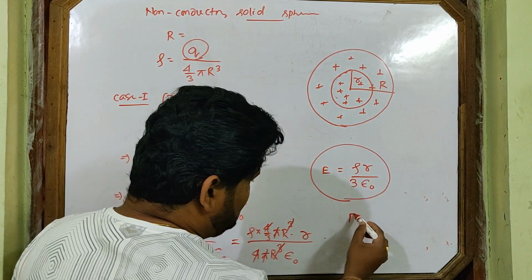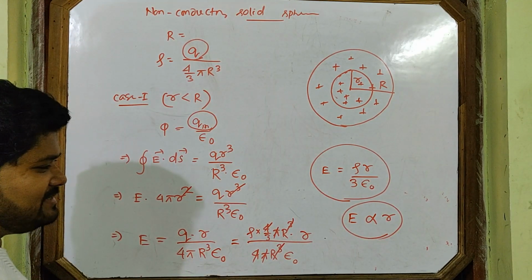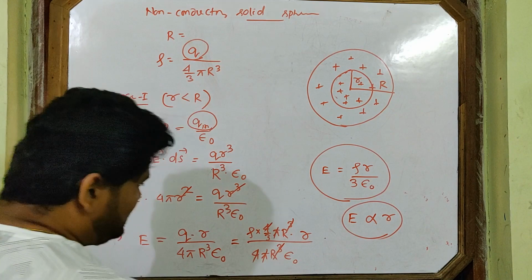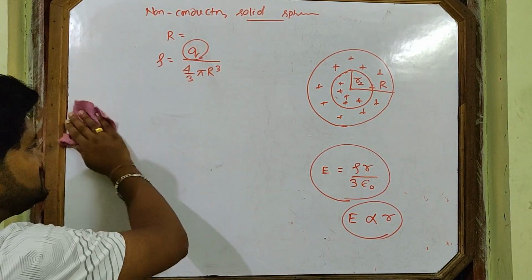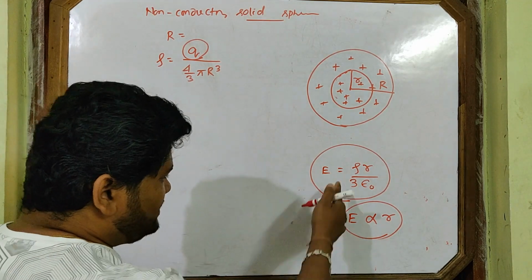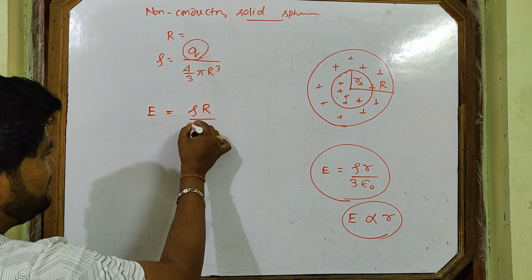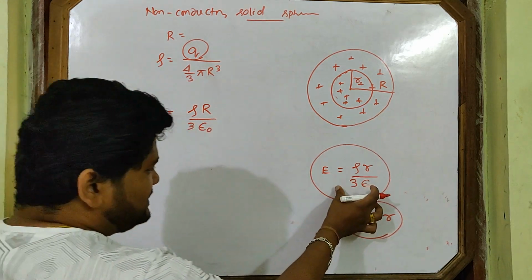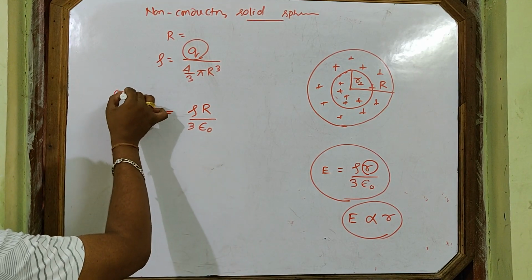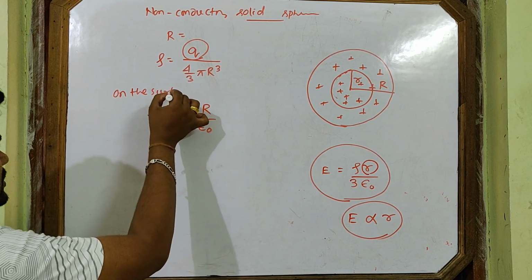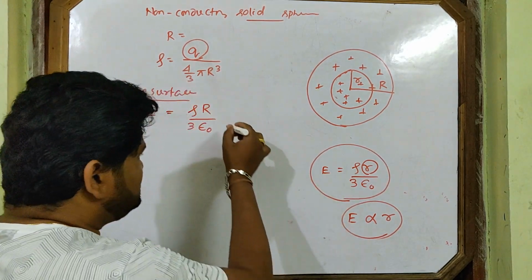This is the intensity inside the non-conducting solid sphere. How does intensity depend on r? It is directly proportional to r when you are inside. Okay, now we come to the surface. On the surface, simply you can write E is equal to rho capital R divided by 3 epsilon naught. In this expression, in place of small r, we put capital R directly. This is on the surface. Is it clear? And this is the maximum.